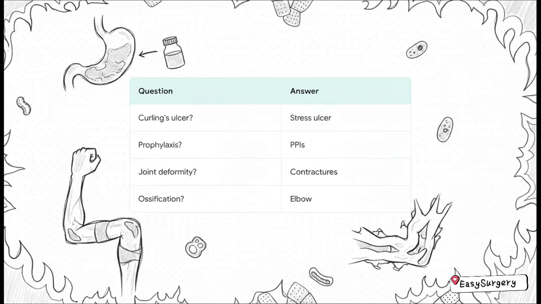Last round, let's hit complications. Question 3. What exactly is a Curling's ulcer? A stress-induced gastric or duodenal ulcer. Question 8. Standard prophylaxis for it? PPIs. Question 6. Hypertrophic scarring is most common in which type of burns?